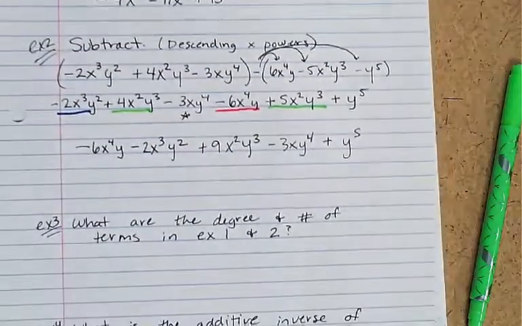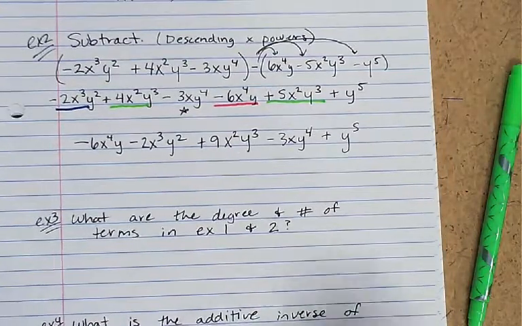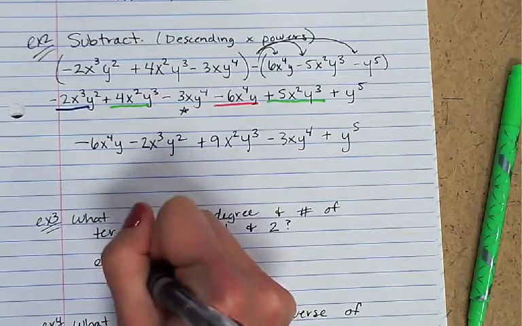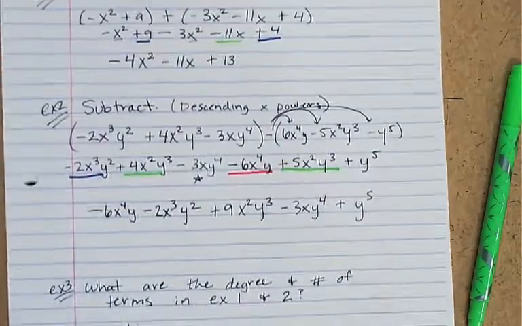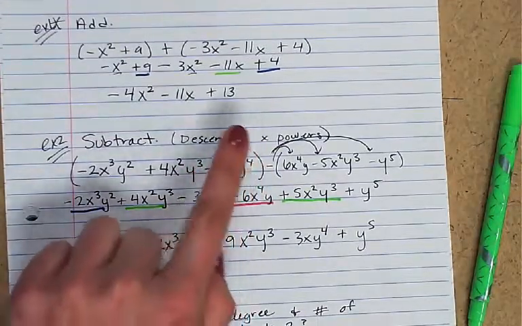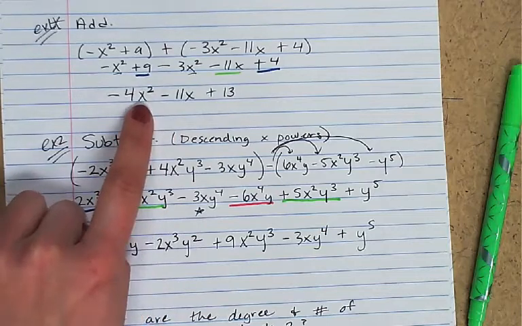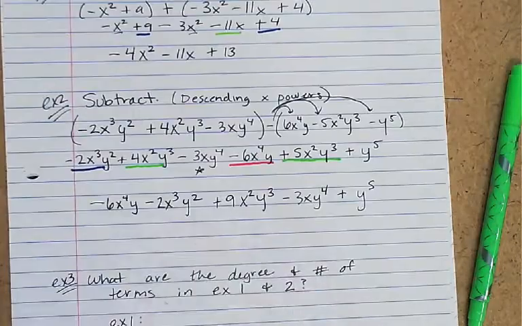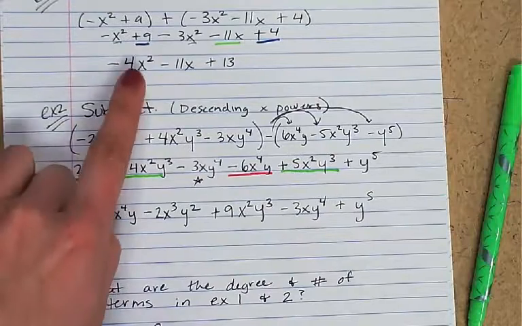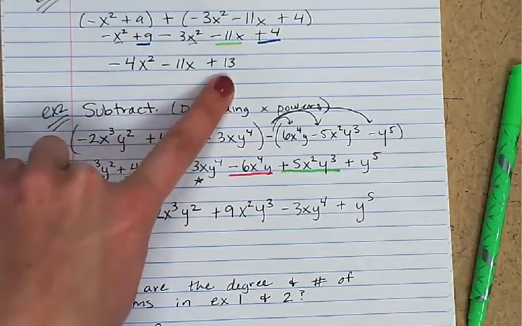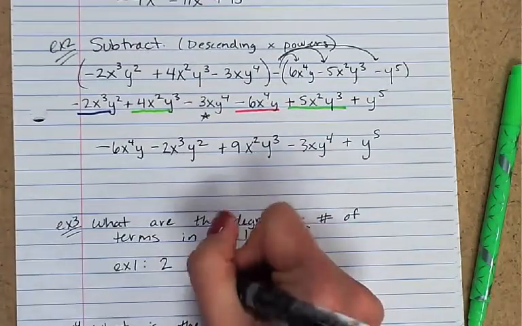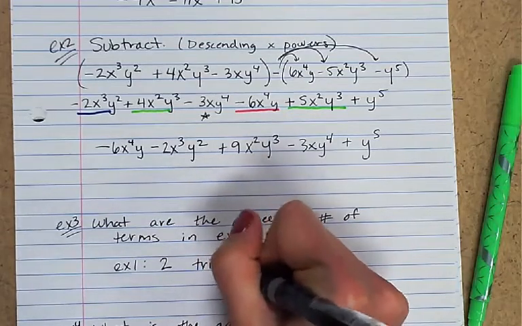Okay, example 3 says, what are the degree and number of terms in example 1 and example 2? So for example 1, in our final answer, there's only one variable, so the degree is the biggest exponent, which is 2. There are 1, 2, 3 terms, so that means it's a trinomial.